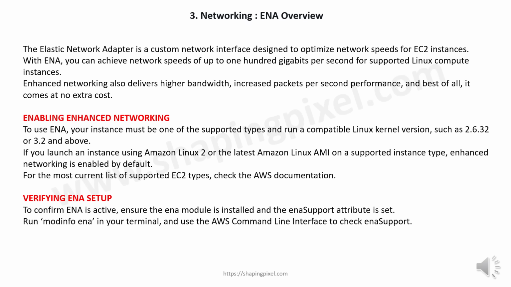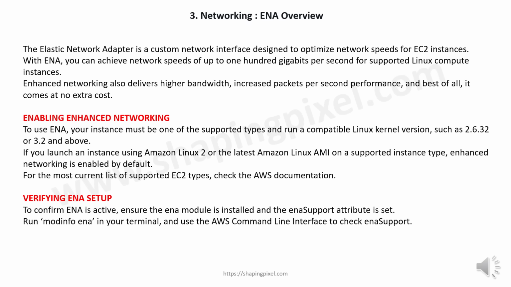The Elastic Network Adapter is a custom network interface designed to optimize network speeds for EC2 instances. With ENA, you can achieve network speeds of up to 100 gigabits per second for supported Linux compute instances. Enhanced networking also delivers higher bandwidth, increased packets per second performance, and best of all, it comes at no extra cost.